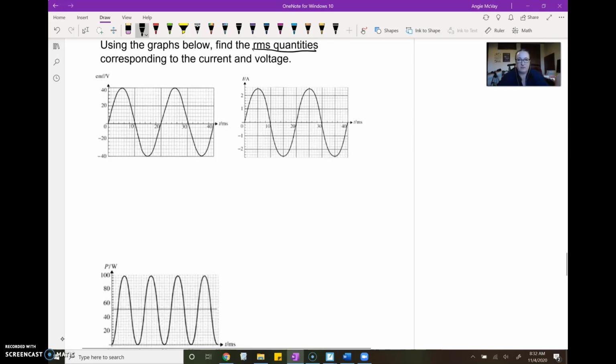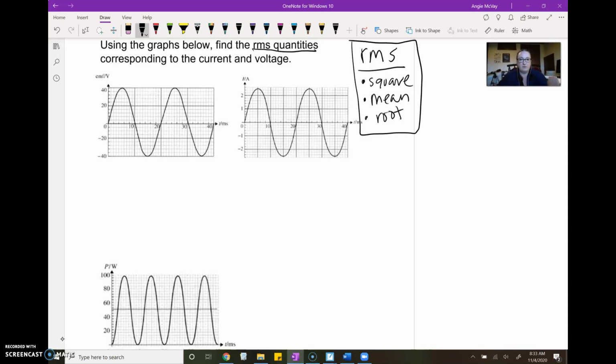Okay, RMS stands for root mean squared. So to find RMS, you square all the values, and then you take the mean, or average, and then you take the root, so square root. Okay, so this is called root mean squared, but to find the root mean squared, you need to do those things backwards. Square the values, right?